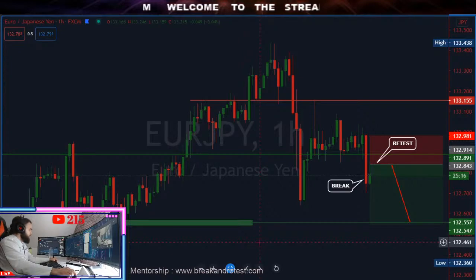EJ slowly coming down. Slowly. It's getting closer and closer.